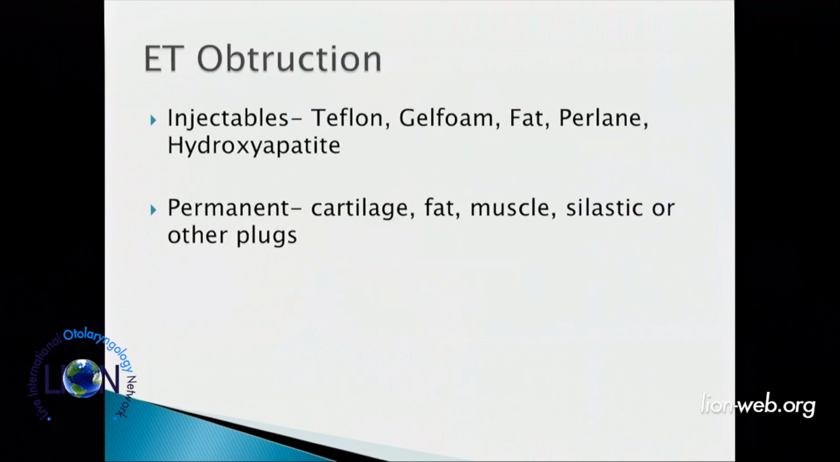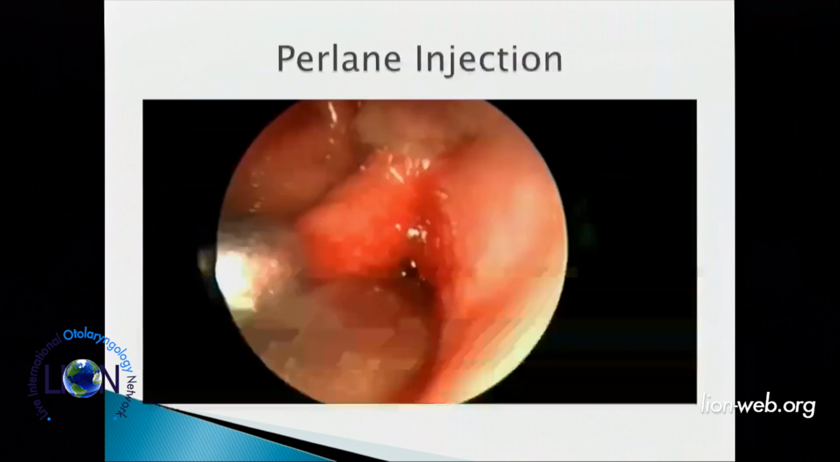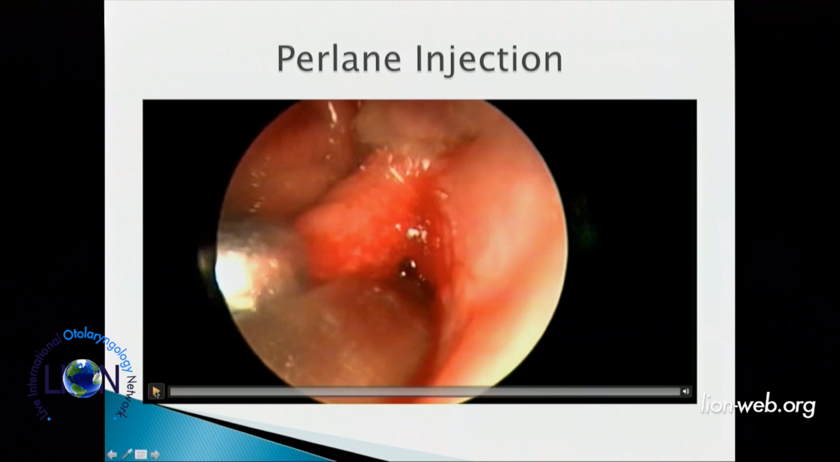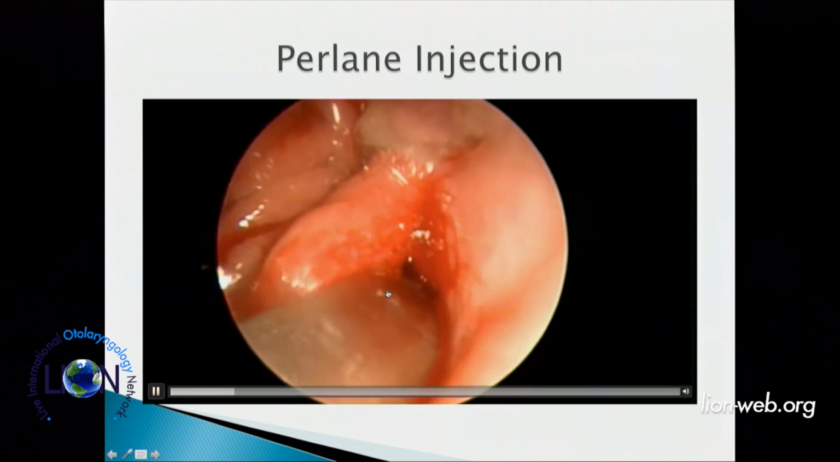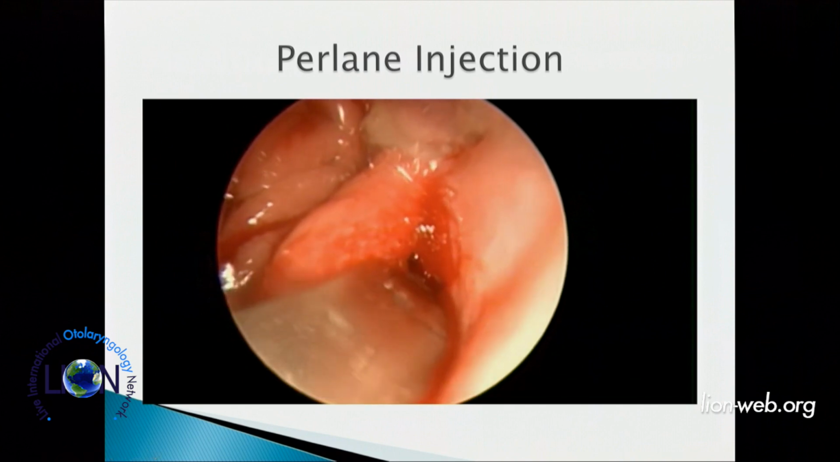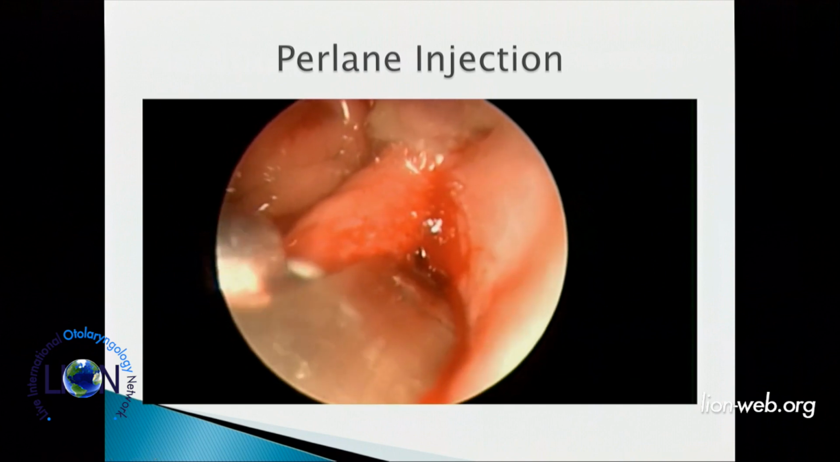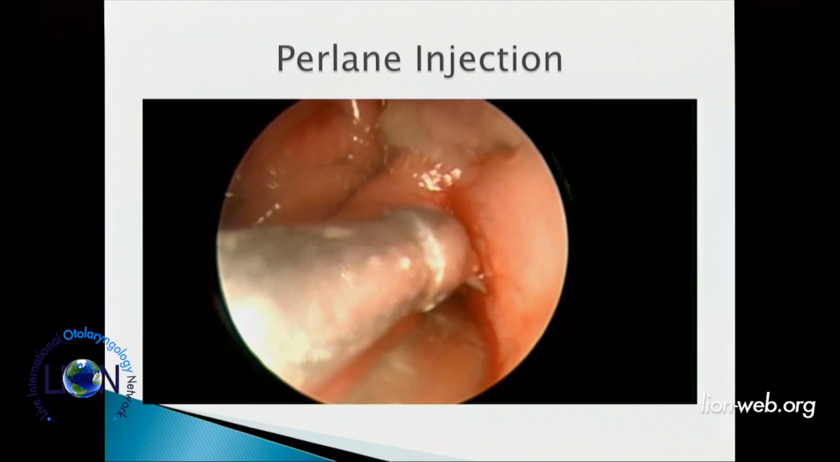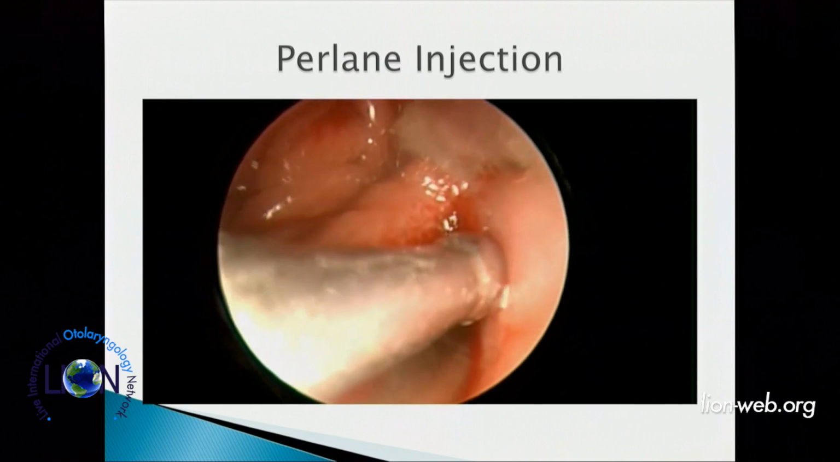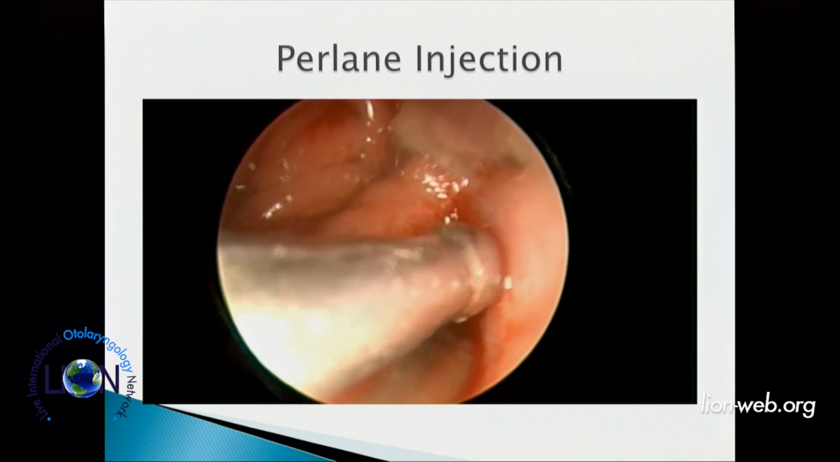So we've tried injectables. I've tried injecting Teflon, gel foam, fat, Perlane. These are patients that truly have movement of the TM. I'm not going to talk about any of this stuff. I've done a whole bunch of this kind of surgery. This is me doing a Perlane injection, and we go through the nasopharynx, stent the eustachian tube open, and we try and inject the Perlane and plump up the medial and lateral walls of the eustachian tube. And usually you try and get the Ostmann's fat pad, inject the Perlane in there, and I did quite a few of these.